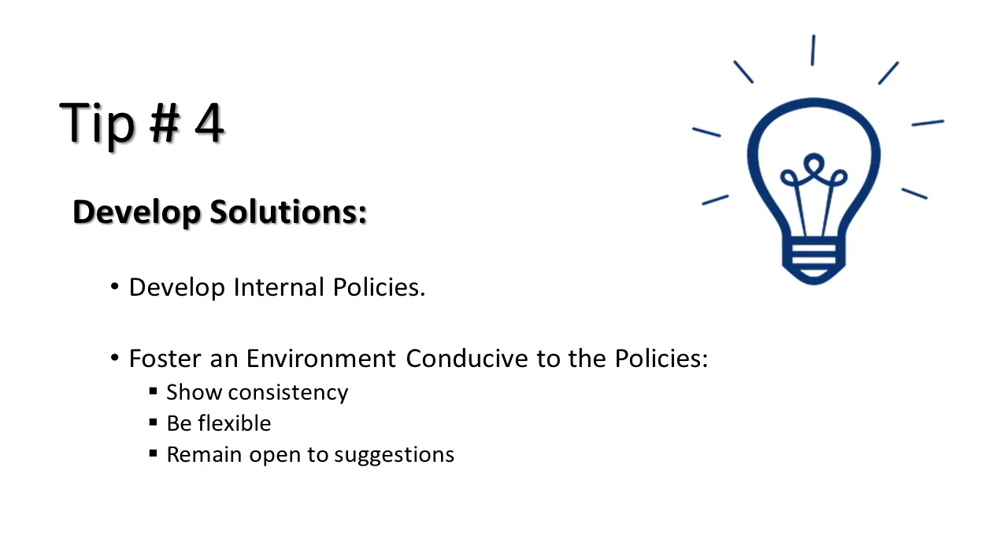The next tip after identifying needs is brainstorming solutions to respond to those needs. As an agency, you should collectively select the top 5 needs or priorities to reach your desired target goal on the continuum. So once you have outlined those top 5 priorities, then depending on what they are, you may need to develop internal processes as it comes to those, or foster an environment conducive to those policies, being consistent, being flexible, and always remaining open to suggestions.